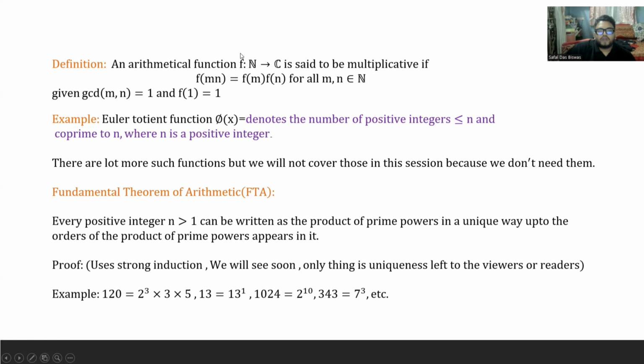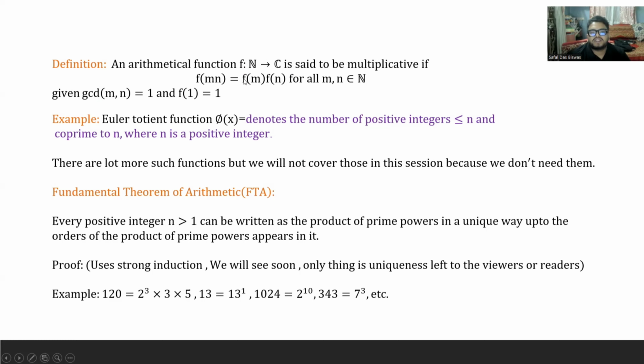to the set of complex numbers. This type of function is called an arithmetical function, and more specifically, we say it is multiplicative if the following conditions hold. If we take two natural numbers m and n such that they are co-prime, that means the GCD of m and n is 1, then f of mn is f of m times f of n for all m, n belonging to N, and we need another restriction, that f of 1 equals 1, right?